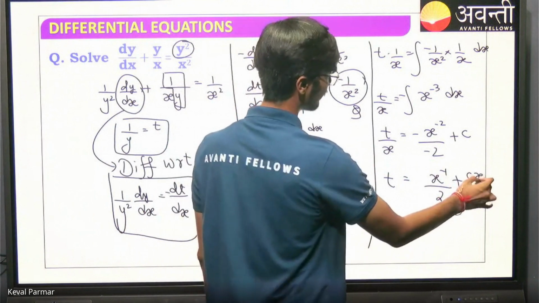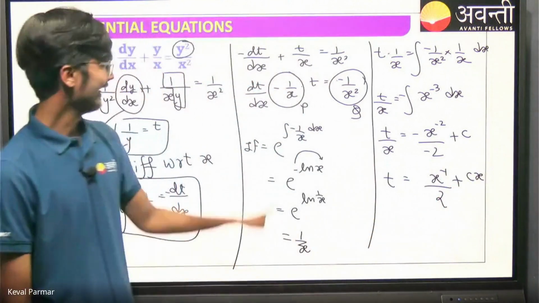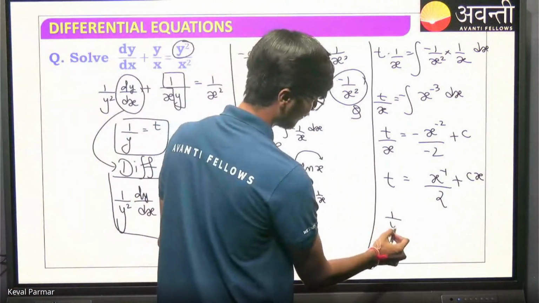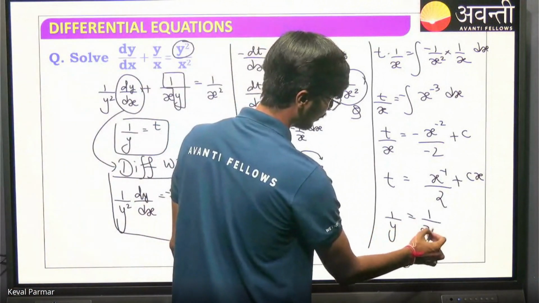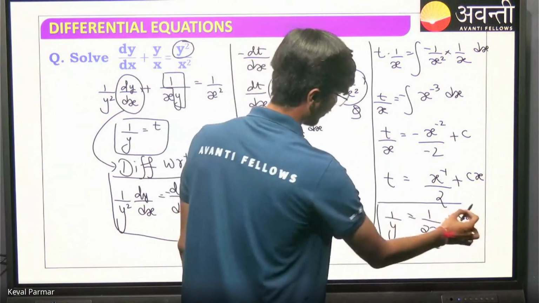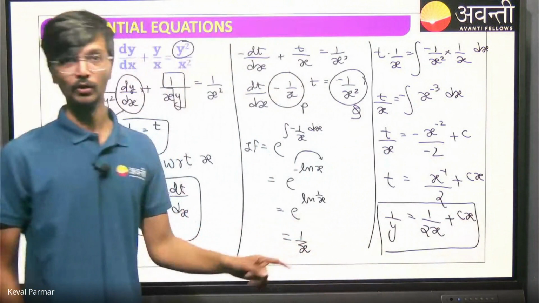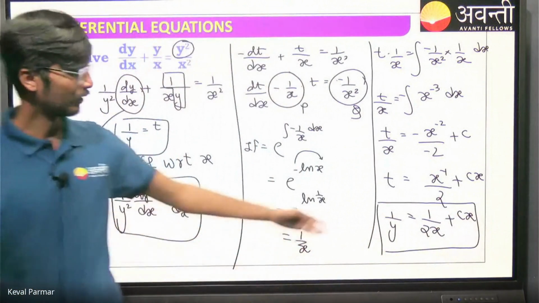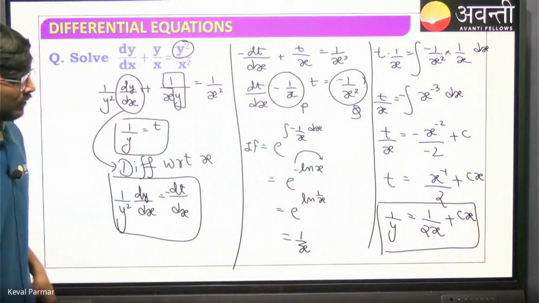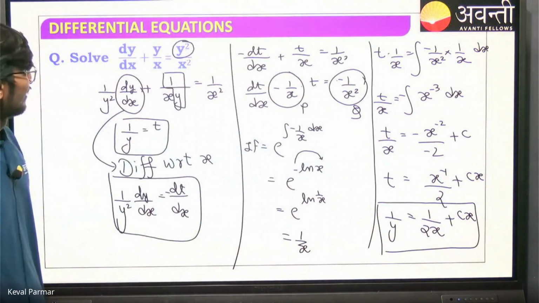So I'll get t is equal to minus x raised to minus 1, minus minus will get cancelled, upon 2 plus cx. Let's resubstitute the value of t. What was t? 1 by y. So I'll get 1 by y is equal to 1 upon 2x plus cx. If you want to take LCM, you can obviously take LCM and simplify. I don't have space left, therefore I am not simplifying. Got it? Is it clear till here?